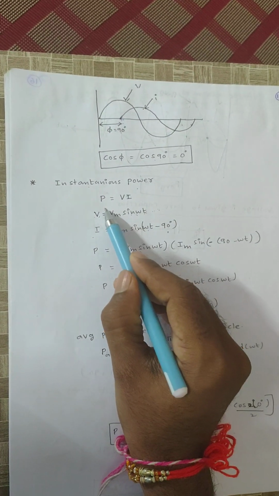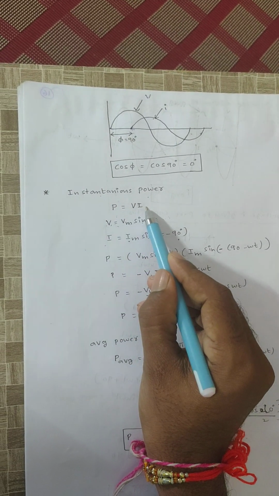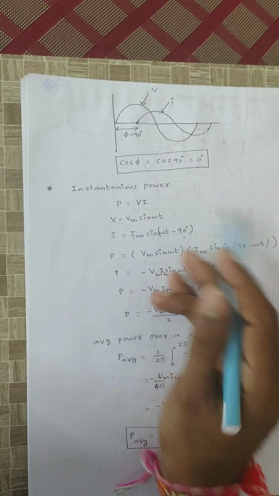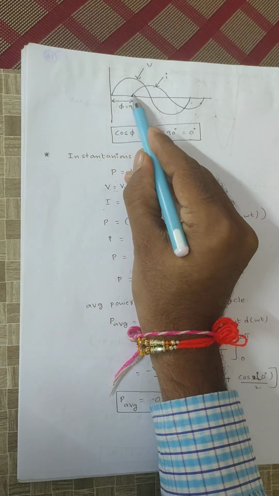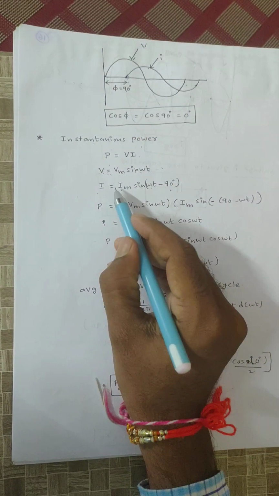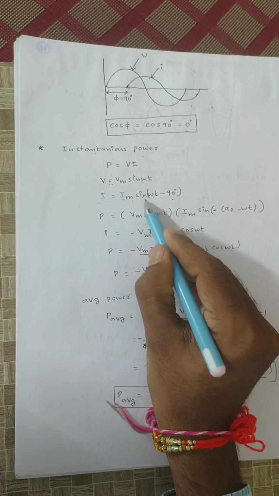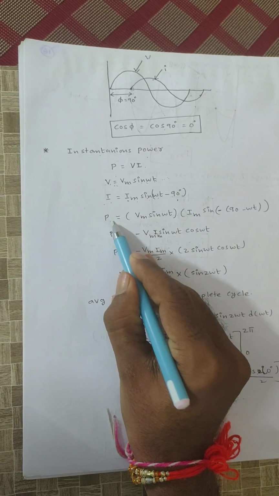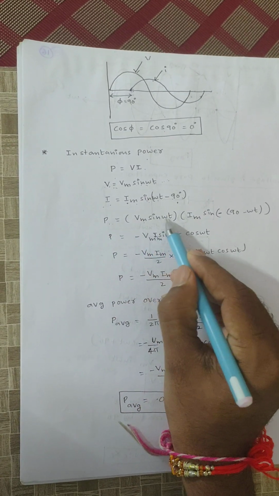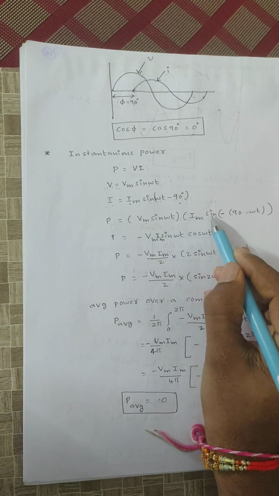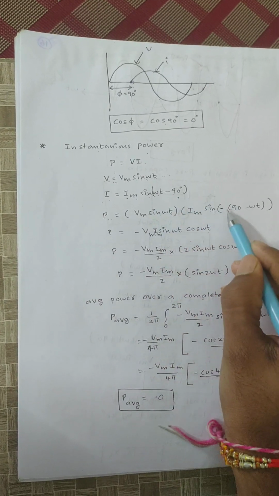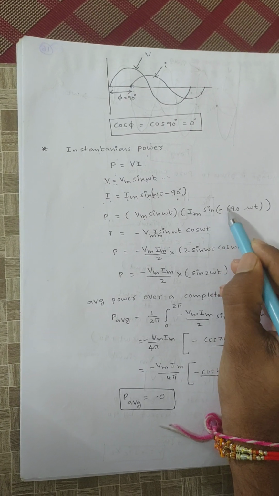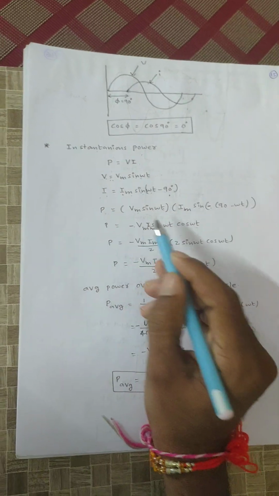Already we know that the power equation is P = V × I, right? The instantaneous value of voltage is Vm sin ωt. After 90 degrees only the current starts, right? Then current I = Im sin(ωt − 90). That is, instantaneous power P = Vm sin ωt × Im sin(ωt − 90), which can be written as sin of −(90 − ωt). Sin of −θ will be −sin θ, right?